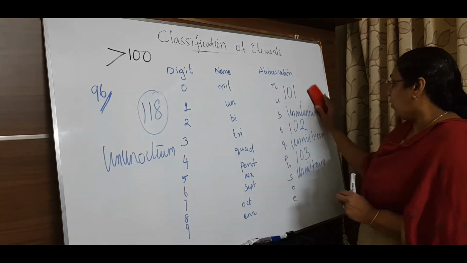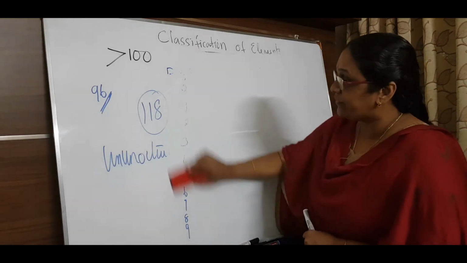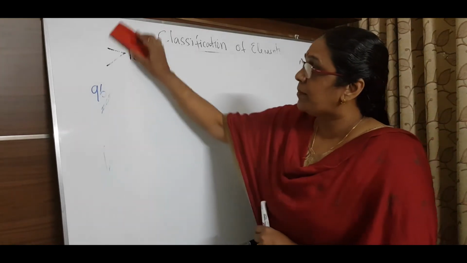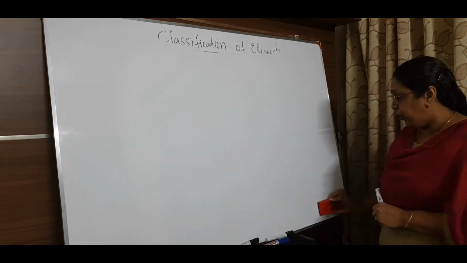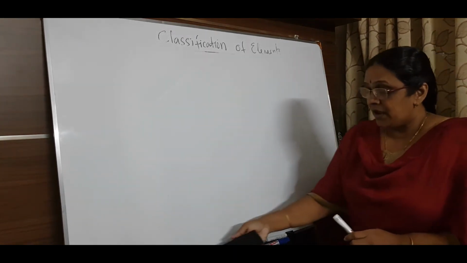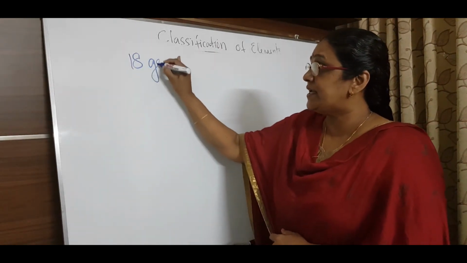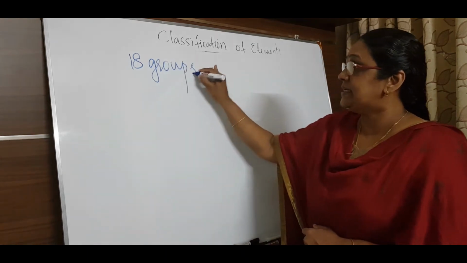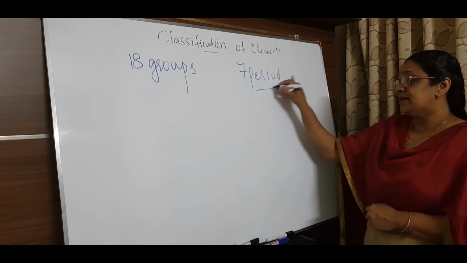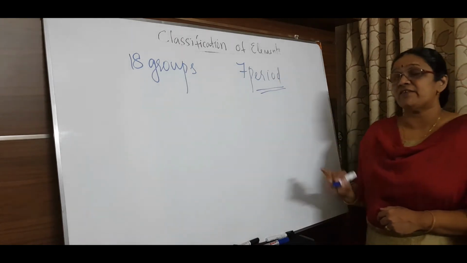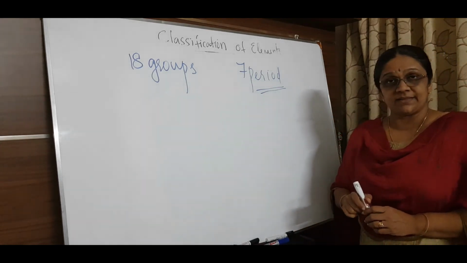Now we will see how you will have the electronic configuration of the S block, P block, D block and F block elements. As you know, the periodic table is divided into 18 groups and 7 periods, out of which the 7th period is incomplete. You need not worry about the 7th period because it is incomplete. So there are 18 groups and 7 periods.